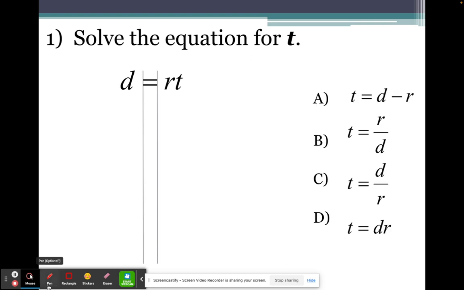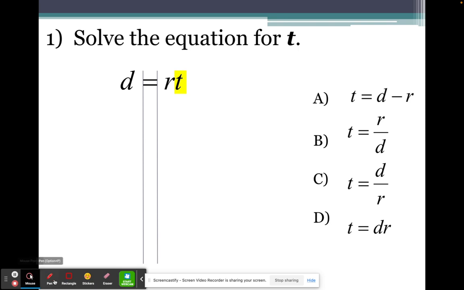This is a formula. It's a distance formula. Distance equals rate times time. But we want to know, if we know the distance and we know the rate, how would we solve for time? So we want to get that time by itself. I actually have that highlighted, so let me do it with my highlighter. That would probably make more sense. So if we want to solve for time, there we go. We've got to get rid of everything with the time.